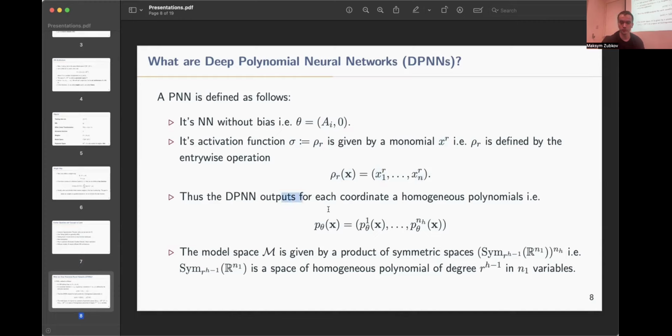And what is going to be the output in our case? I'm going to show you an example, but the idea is that in each step you take some vector, multiply by some linear transformation, and raise to some power. And what you can observe is that in every coordinate of the output, you're going to have a homogeneous polynomial. So your model space will be, okay, there are some typos, this H, you have H coordinates, that means your model space is going to be the product of H symmetric spaces. If you haven't seen the space of symmetric spaces, basically I'm saying it's the space of homogeneous polynomials of this degree in n1 variables.